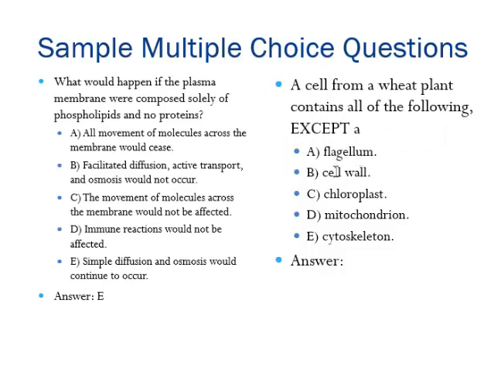A cell wall, well, a plant cell does have that. A plant cell also has chloroplasts. All cells have mitochondria for respiration, and all cells have cytoskeletons, which are inside the cell and make up the materials like the membrane and other materials that the cell needs in order to have its structure. So the best answer here would clearly be A.